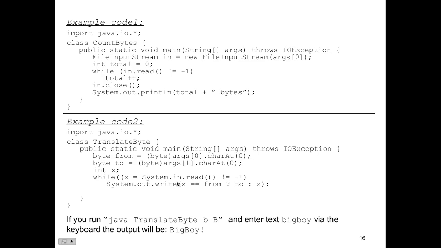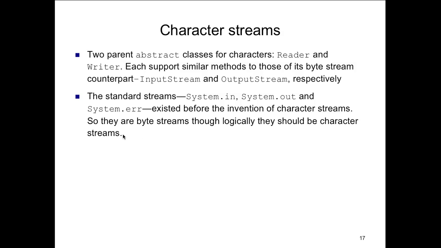Actually the system out print line you guys have been doing already if you've been sending stuff to the screen. So it's all part of the IO libraries actually. And by default you actually don't have to do this in Eclipse. You're already using system out without it. So by default that library is already in there.